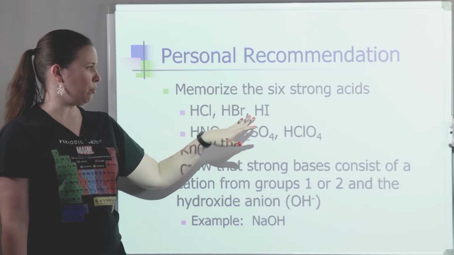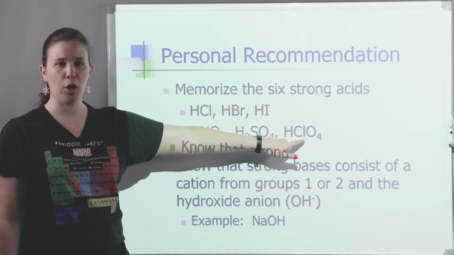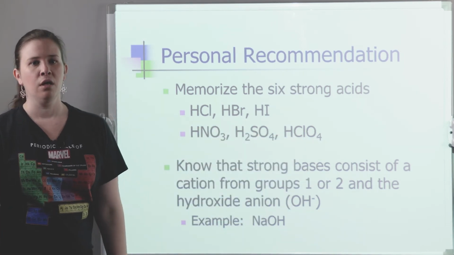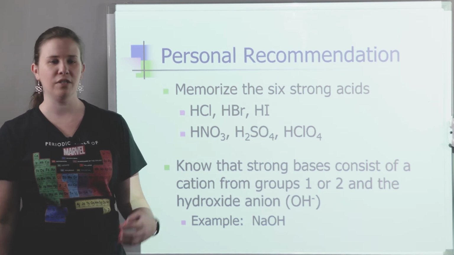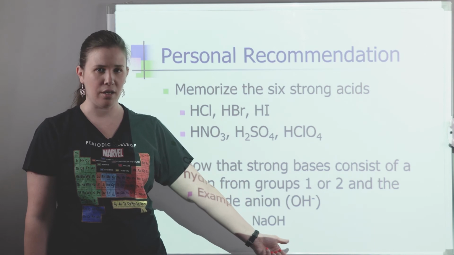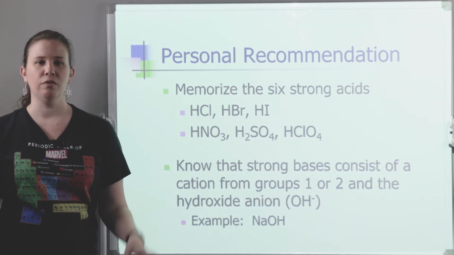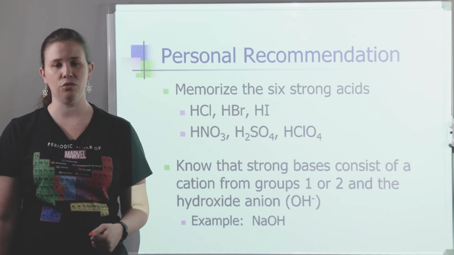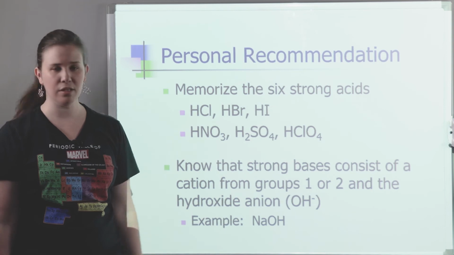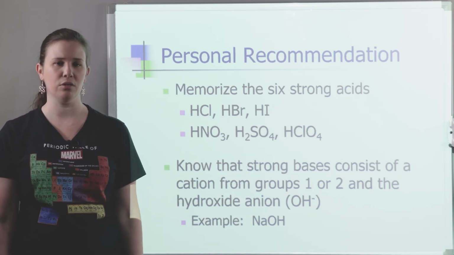Hydrochloric acid, hydrobromic acid, hydroiodic acid, nitric acid, sulfuric acid, and perchloric acid. One more oxygen there than chlorate. As far as the bases go, it's going to have a cation from group 1 or 2, and then have hydroxide, or be an Arrhenius base, having hydroxide as its anion. So if it fits these conditions, then it is a strong acid or strong base. And if it's not on this list, if it's not one of these cations, it's just not a strong acid, and so it will not completely dissociate.